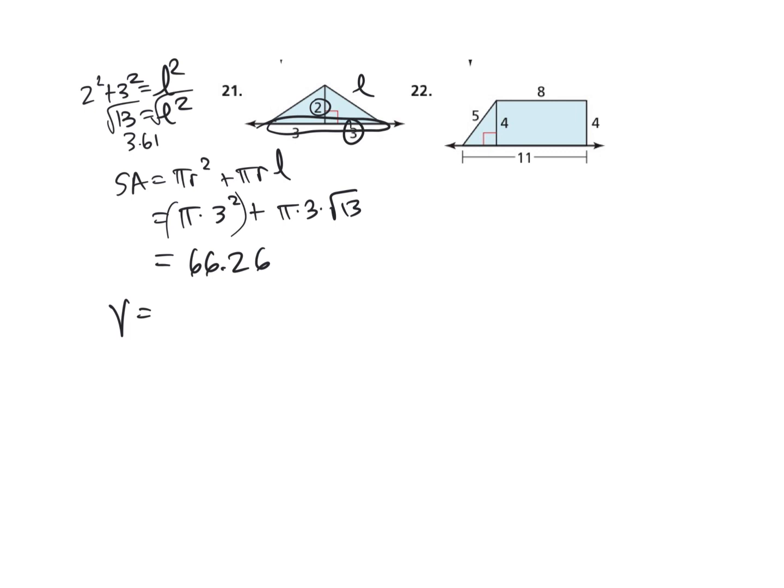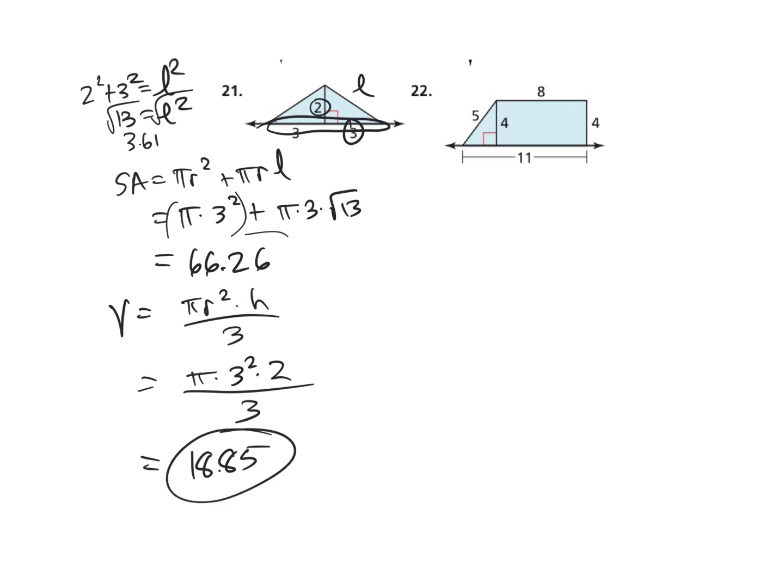The volume of a cone is pi r squared times the height divided by 3. So pi times 3 squared times the height of 2 divided by 3. So 3 squared is 9, 9 times 2 is 18, so 18 times pi, and then divide by 3. Our volume is 18.85. So there's your surface area and your volume.